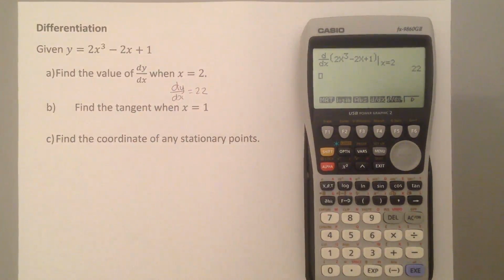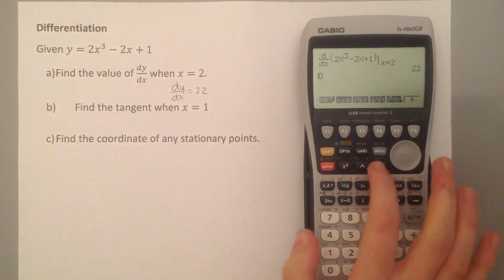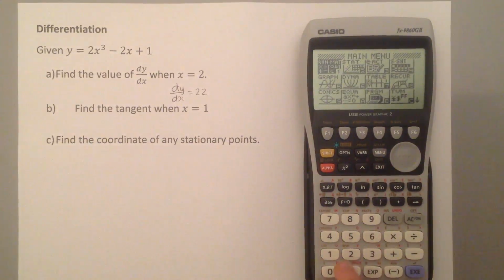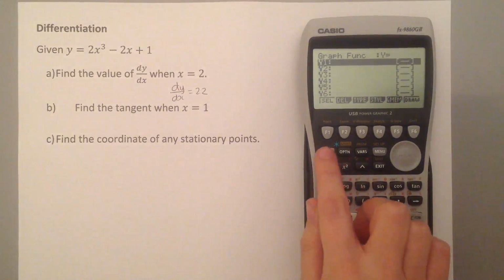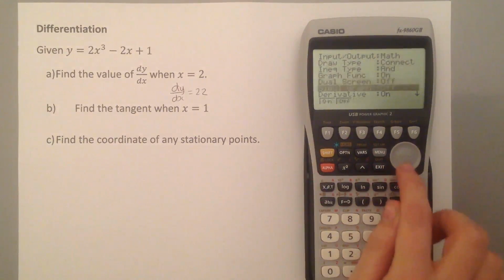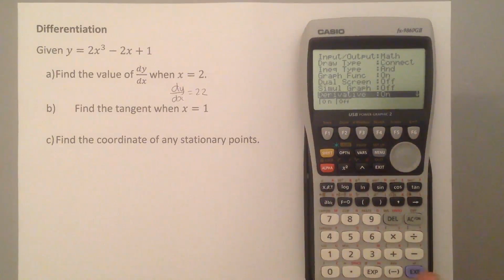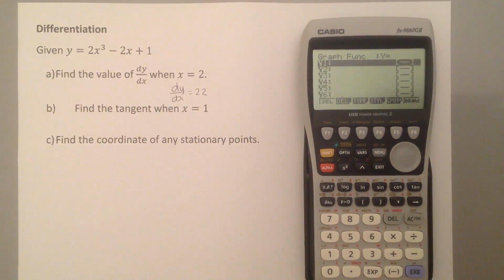Remember, you must show your working out, you must show you've differentiated it. This is just to check your solution. Now, if you want to do a bit more, so finding tangents and stationary points, you're best to be in the graph mode, which is number 5. Now, the standard setting, if you've not changed it, is for differentiation to be turned off. So you need to go to Shift and Setup and go to Derivative and turn it on. Once you've done this once, it should just stay on.